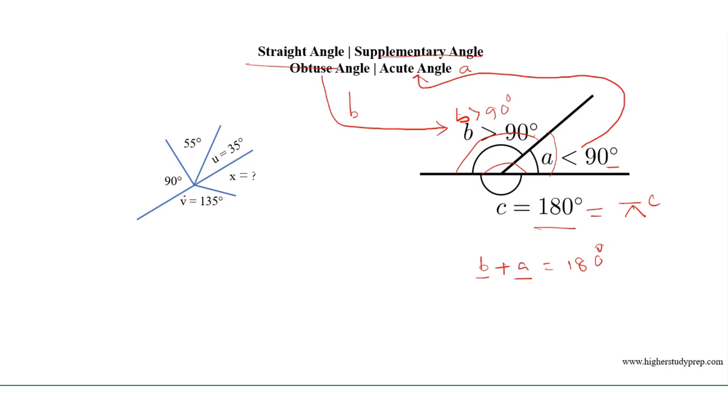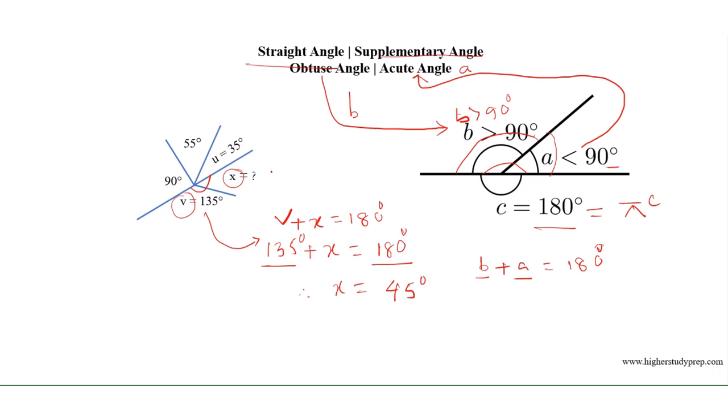In this figure, we can see that angles V and X form a straight angle, so V plus X is equal to 180 degrees, where V is equal to 135 degrees. So we can write that 135 plus X is equal to 180 degrees. Therefore, X is equal to 180 degrees minus 135, which results in 45 degrees. So X is equal to 45 degrees.